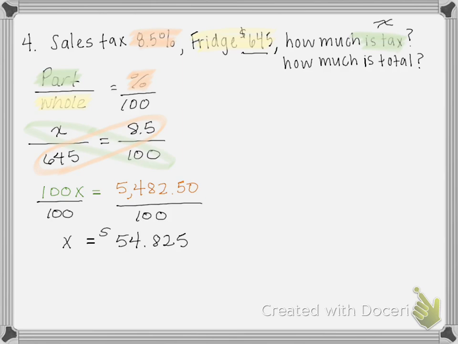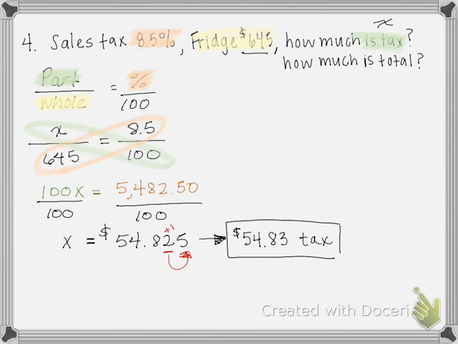So this is dollars, this is our tax, but it needs to get rounded to the nearest cent. So the nearest cent is actually in the hundredths place, which I'll underline right here for us. So if I'm going to round that 2 off, I have to look at the 5, and then if it's 5 or higher, we bump up our rounded digit to +1. So we're really going to have $54.83 as tax. So that is the first answer to your question.